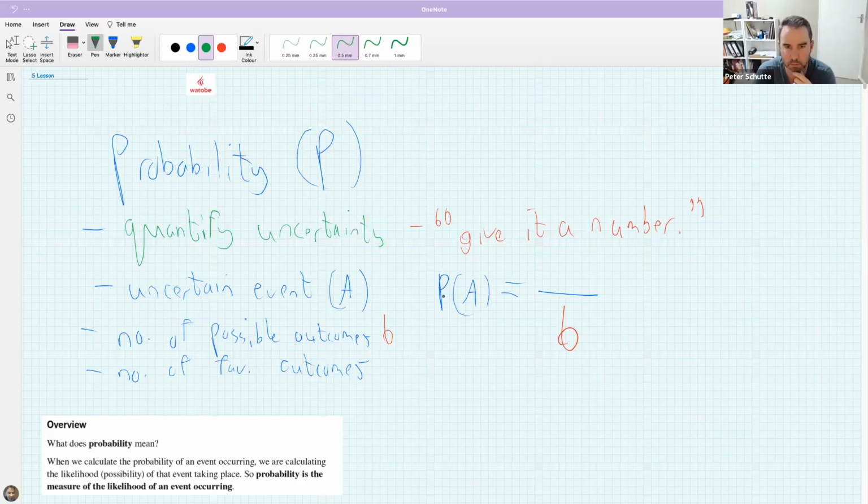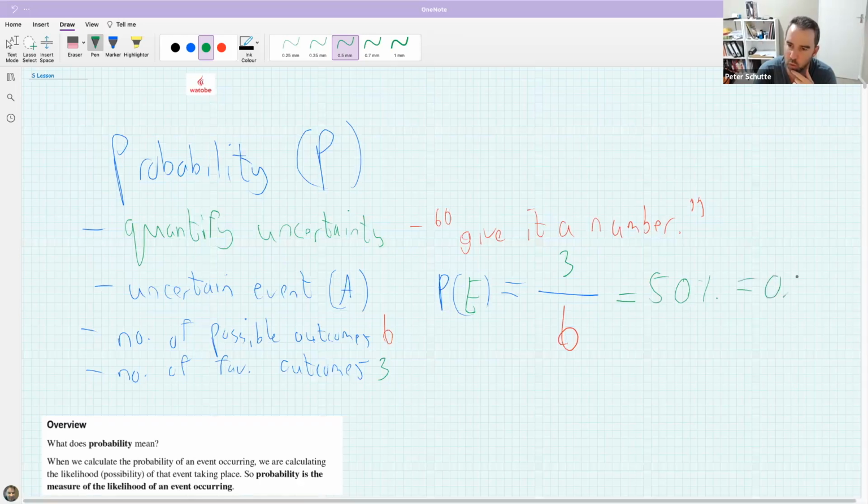And if I have an uncertain event A, let's say throwing an even number. So what is the probability of throwing an even number? Maybe I should even use the letter E if I'm going to say even number. That makes sense. So the number of favorable outcomes would be 3, because 2, 4, and 6. And so we would say probability of getting an event E would be 3 out of 6, or we could say it's 50%, or we could say it's 0.5.